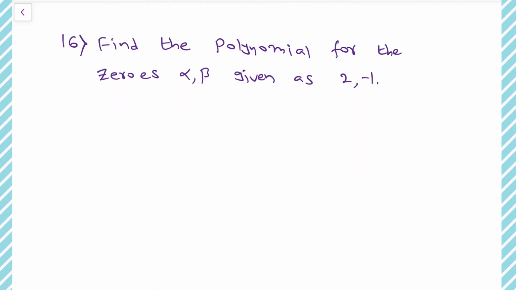Find the polynomial for the zeros alpha comma beta given as 2 comma minus 1. So whenever in the question they mention zeros and they ask us to find out the polynomial, we have one formula, that is x square minus (alpha plus beta) into x plus alpha beta.